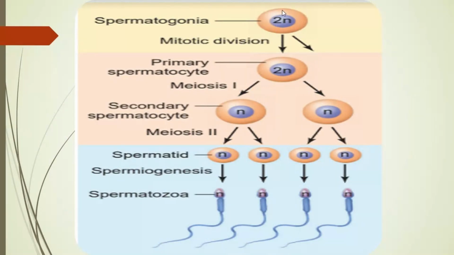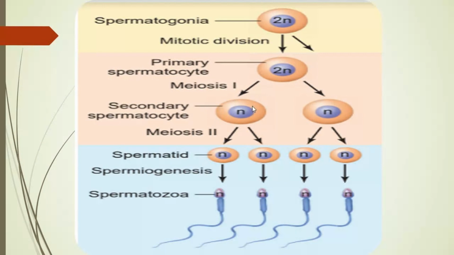So this is a spermatogonia. It will undergo mitosis and will produce a primary spermatocyte. Now, as you can see, spermatogonia is diploid. Primary spermatocyte is diploid. The primary spermatocyte will enter meiosis 1 and produce a secondary spermatocyte. The secondary spermatocyte is haploid.